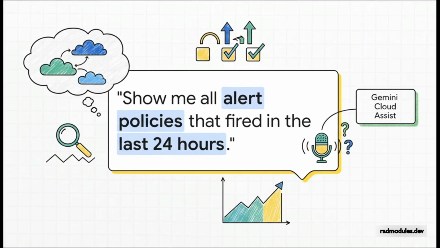And you know, the whole way we monitor our systems is starting to change. With new tools like Gemini Cloud Assist, you don't always need to be a query wizard. You can just ask a question in plain English, just like you see here. This makes it so much easier and faster for anyone to figure out what's really going on.